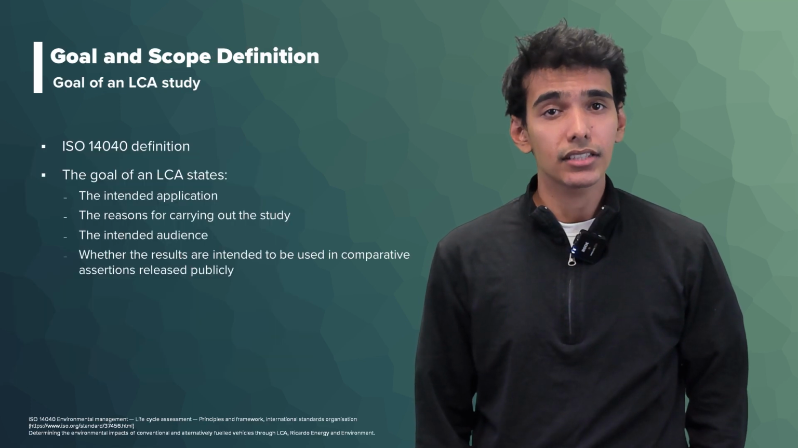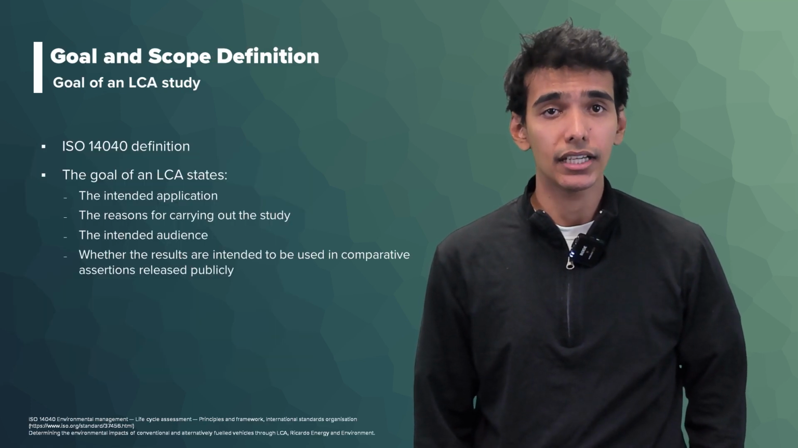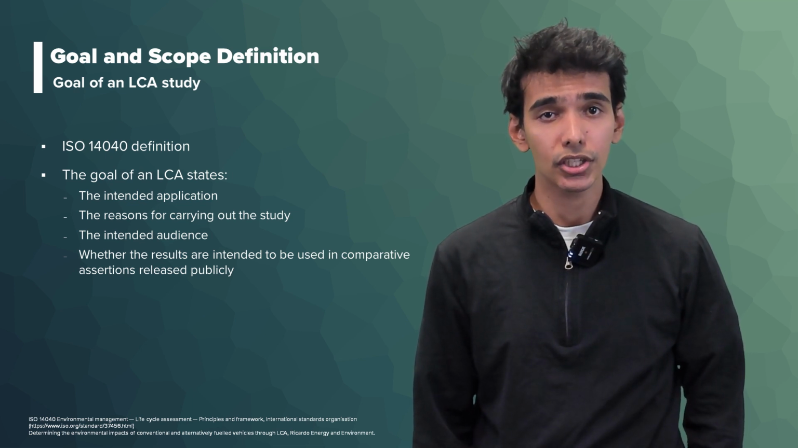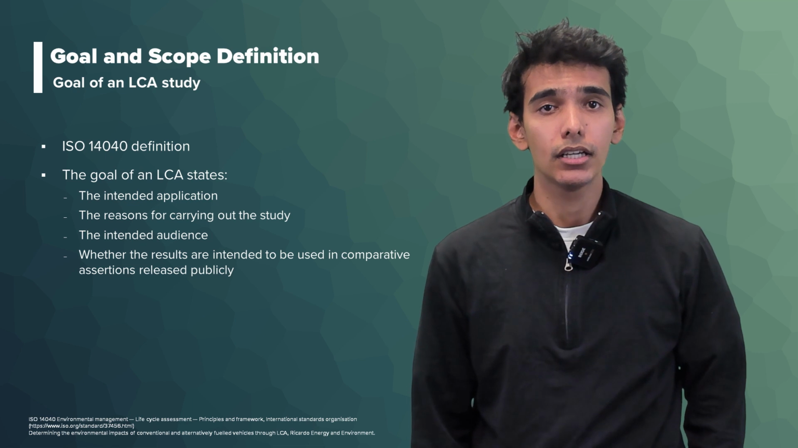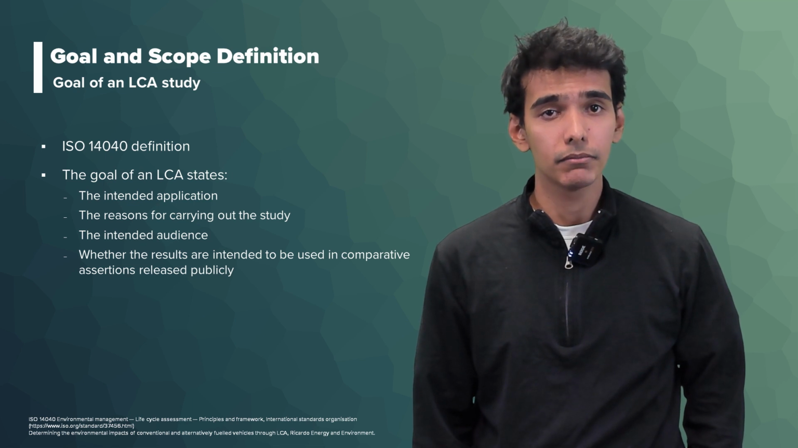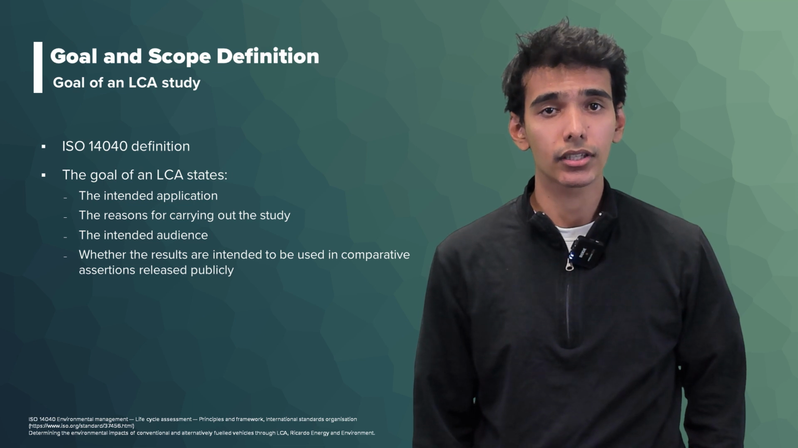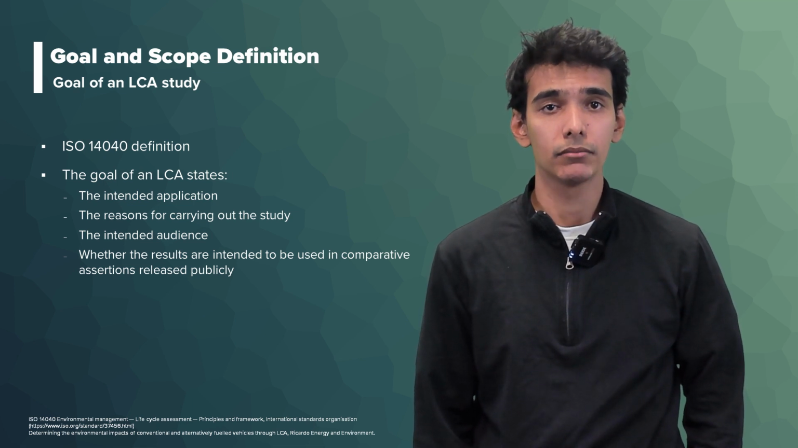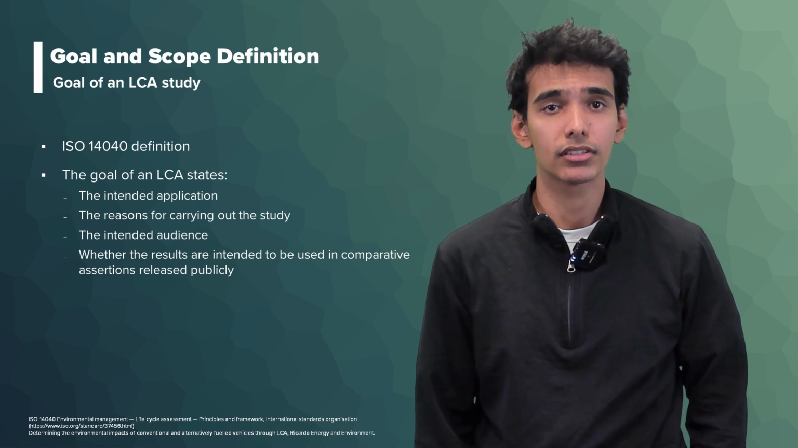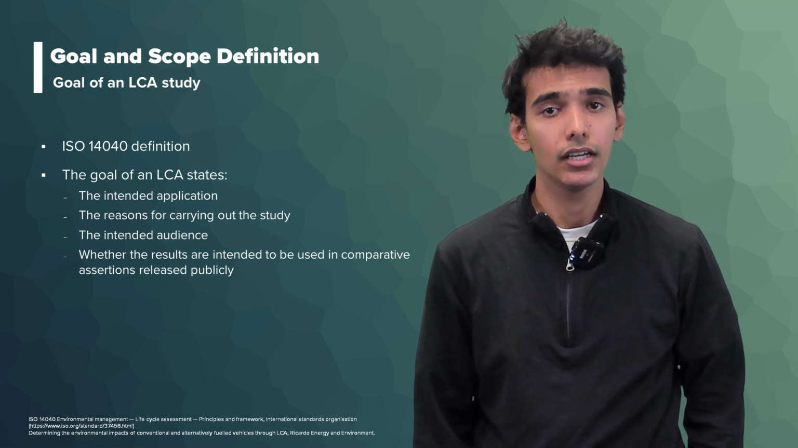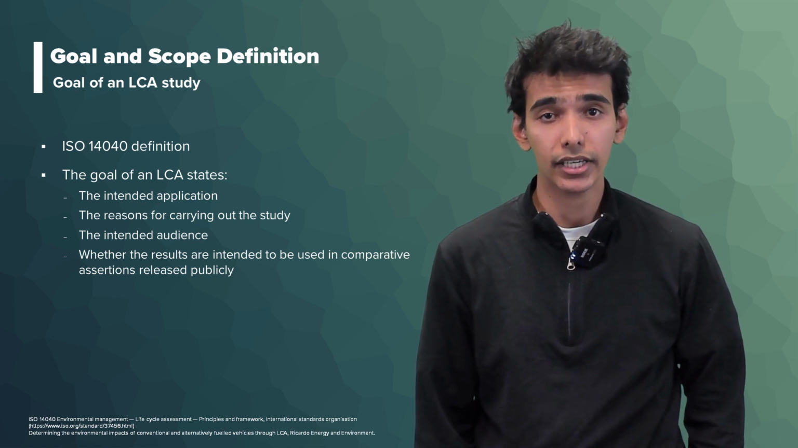The first part of an LCA is the goal of the study, and we're going to follow the ISO 14040 definition of an LCA goal. Essentially, it states the intended application of the LCA, the reasons for carrying out the study, the intended audience, and also whether the results are intended to be used in a comparative assertion released publicly. These are very important things that you should state at the very beginning of your LCA, because it determines not only how you do the LCA but also how long it takes.